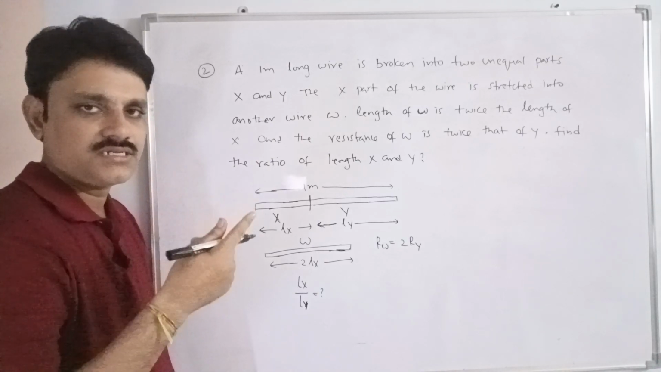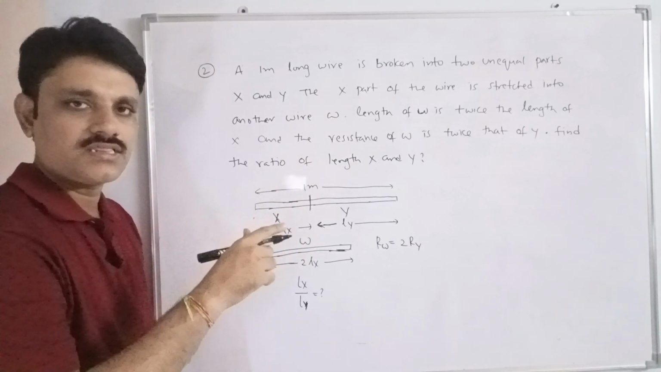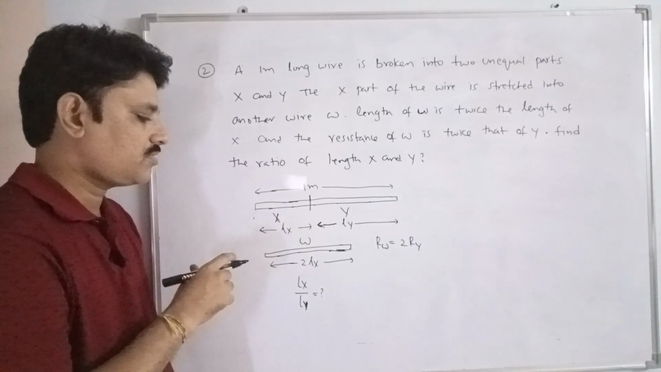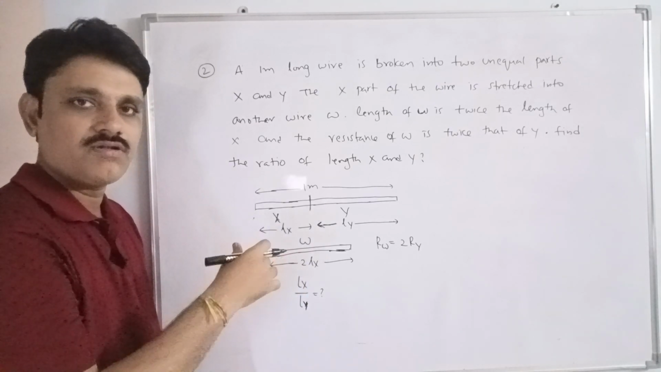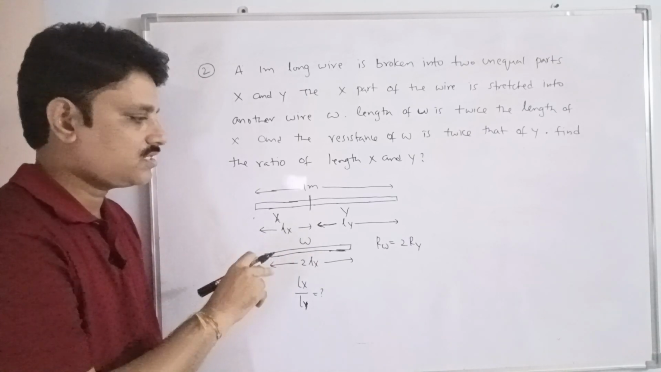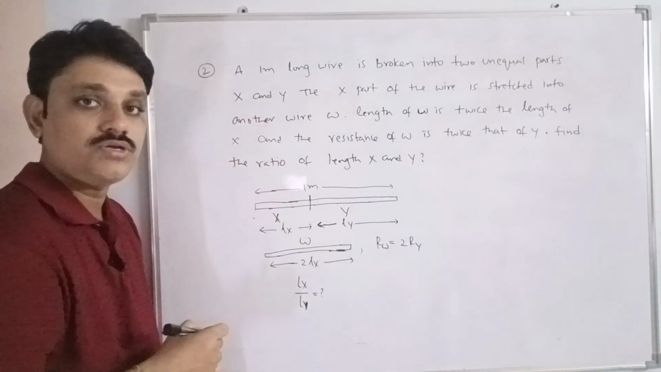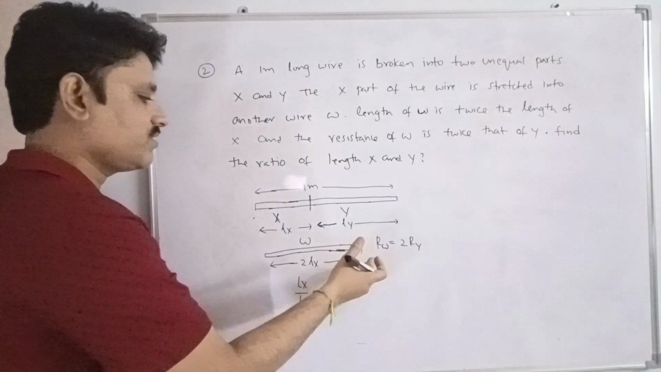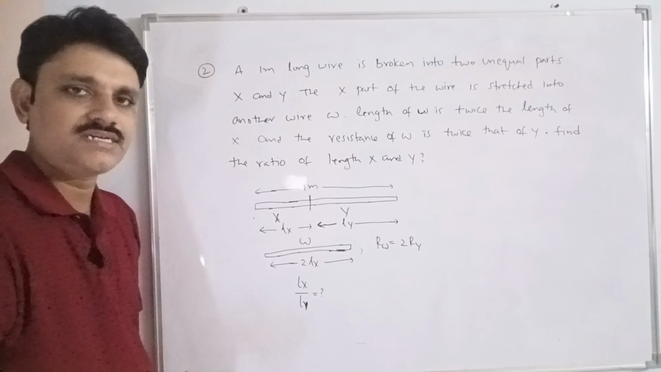That is, one part is here we consider that is X, and another part is given Y, and the total length of the wire is 1 meter. And the W is when X is elongated, then it will be turned like W. The length of W is 2Lx. And one more point is given: resistance of W is 2 into resistance of Y. Resistance of Y is Ry and resistance of W is Rw here. Then what is the ratio between Lx and Ly?